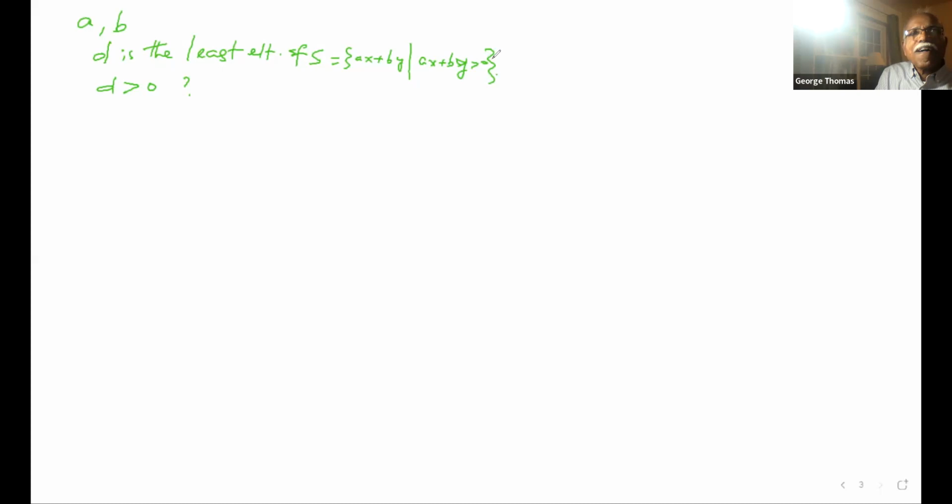Follow? Yes, sir. Sir, can you define what D is again? Because we found that S is not empty, it has a smallest element by the well-ordering principle. That smallest element is what we call D. The question was, is that smallest element still bigger than 0? I say it is. Who can tell me why D is bigger than 0? Arjun?